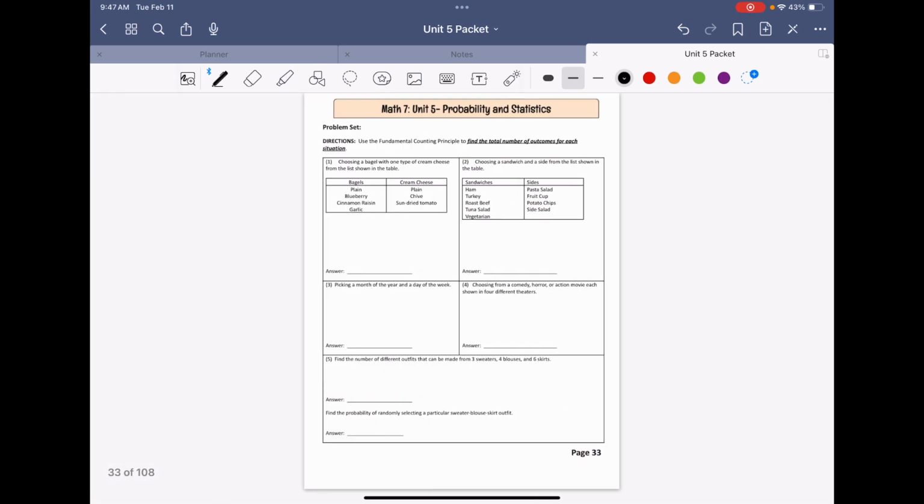All right, that's all for this lesson. Good luck on the homework, and just remember on the homework you're using the fundamental counting principle to find the total number of outcomes, and then don't forget if it's asking you a follow-up question, make sure you answer the follow-up question.